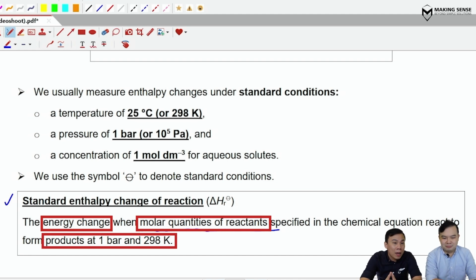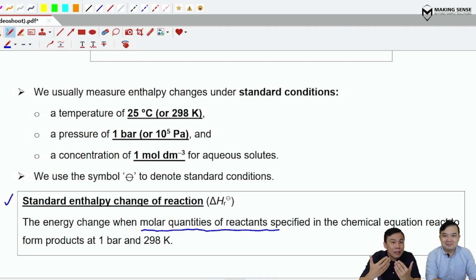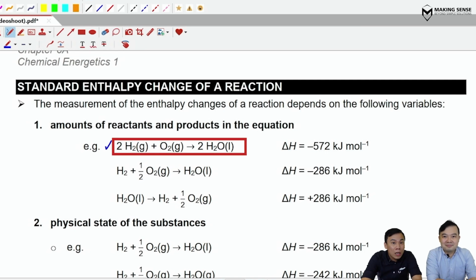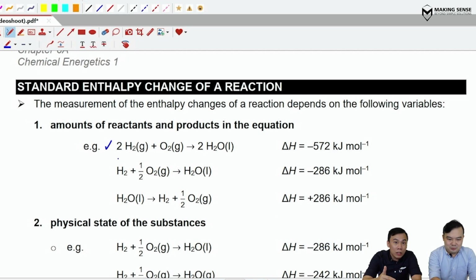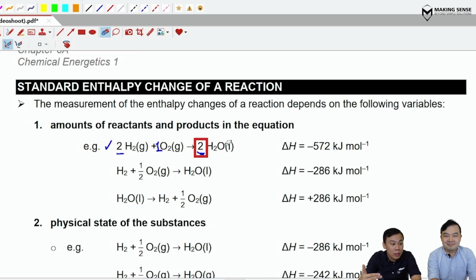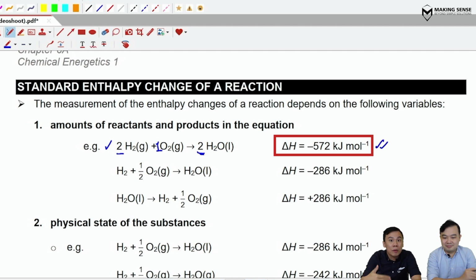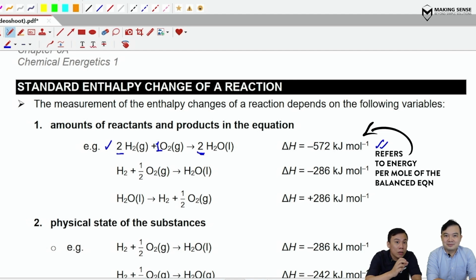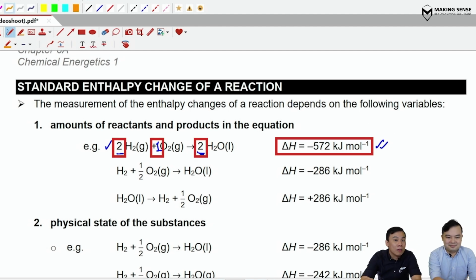So you see the term underlined, molar quantities of reactants. What does that actually mean? Okay, so let's use an example to illustrate this. If you look at the balanced equation, the stoichiometric ratio is 2:1 for hydrogen and oxygen, but you're forming 2 moles of water. So what it means is when 2 moles of hydrogen react with 1 mole of oxygen to give you 2 moles of water, 572 kilojoules of energy will be released. So in this case, the per mole in kilojoules per mole actually refers to per mole of the balanced equation, so the stoichiometric ratios matter. Once again, it must be 2:1:2 in this case for the 572.